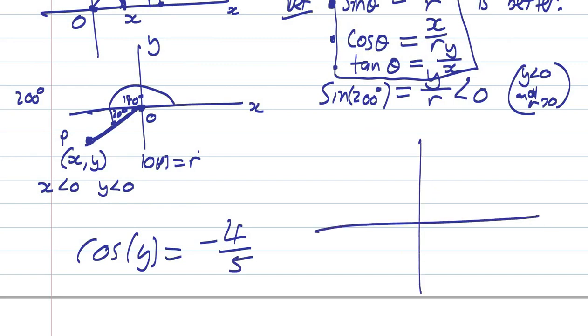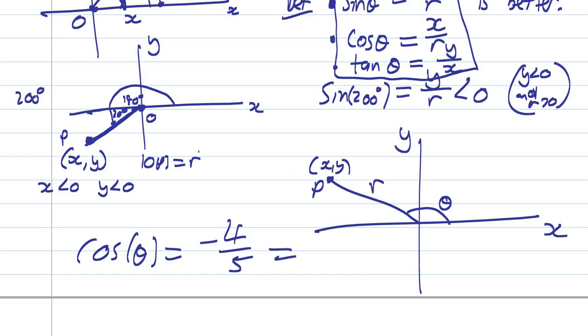So let's do the effort of drawing our little diagram. We have something in the second quadrant. They actually should have called this angle a different letter, but it's okay. For now, I'm just going to call this angle theta. We know that the coordinates of this point P are x, y, and this distance is r. So we know from the definition that cos is x over r.